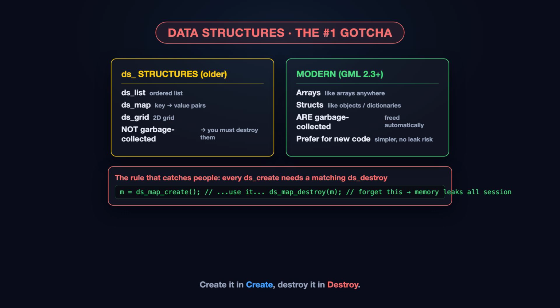And the flip side, which shows real understanding, the modern structs and arrays are garbage collected. When nothing references them anymore, GameMaker frees them automatically, so they do not have this problem. If someone asks, which should I use, the honest answer is, for new code, structs and arrays are usually simpler and safer precisely because you do not have to manage their lifetime.